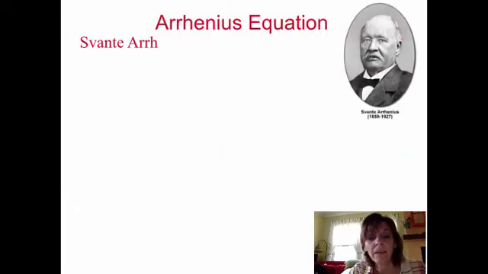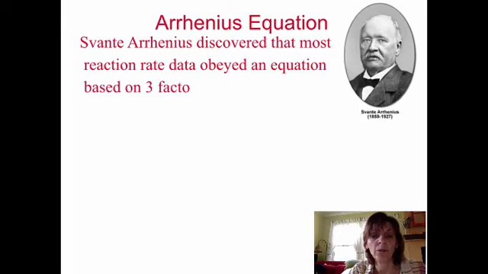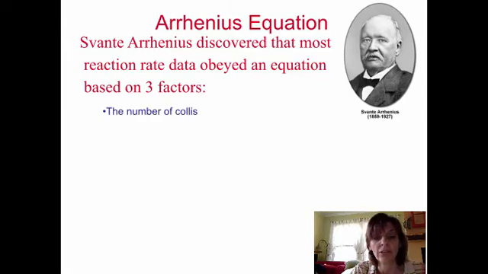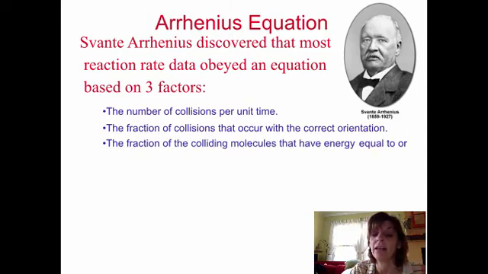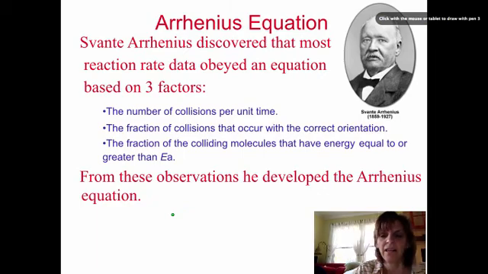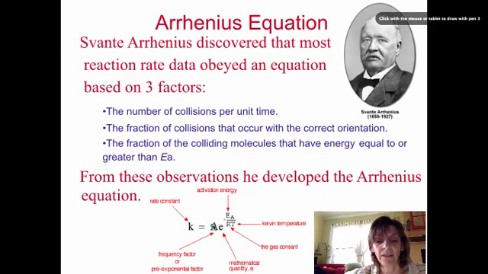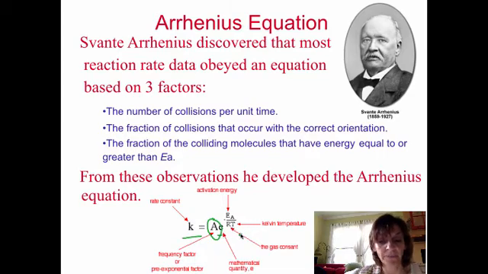So Arrhenius put this into a more useful equation. He discovered that most reaction rate data obeyed an equation based on three factors: the number of collisions per time, the fraction of the collisions that had the correct orientation, and the fraction of the molecules having the activation energy. So how do you put that all together? Well, he's a bright man. He developed this equation. K, the rate constant, equals a frequency factor A times e to that number that represented the fraction of molecules that had the activation energy.